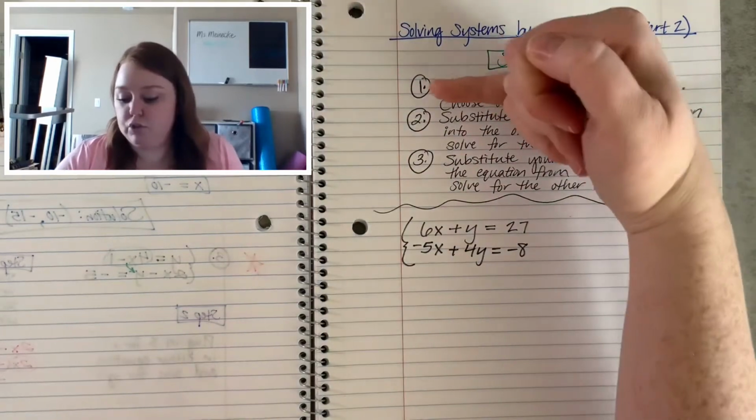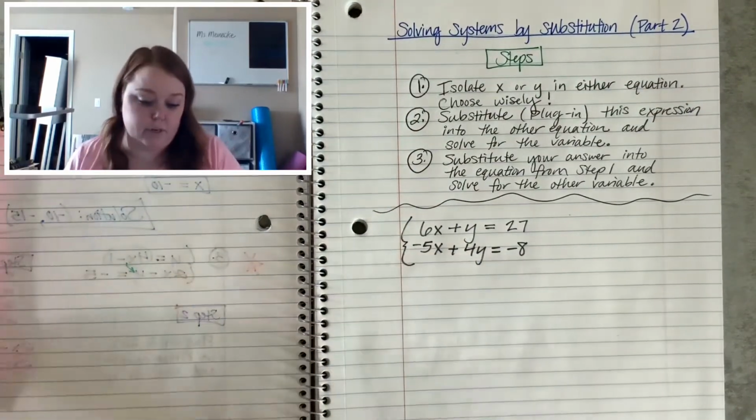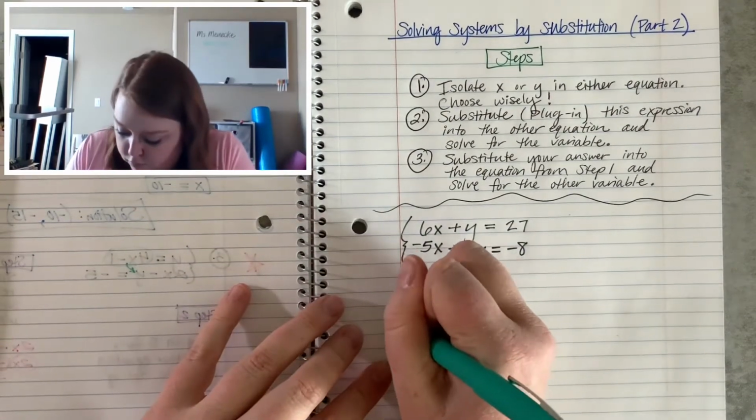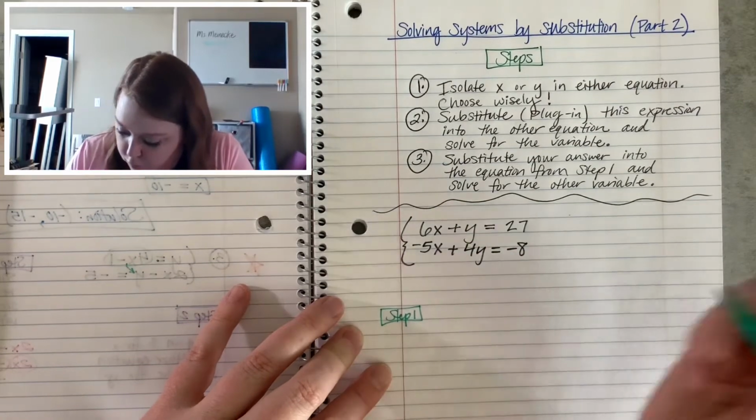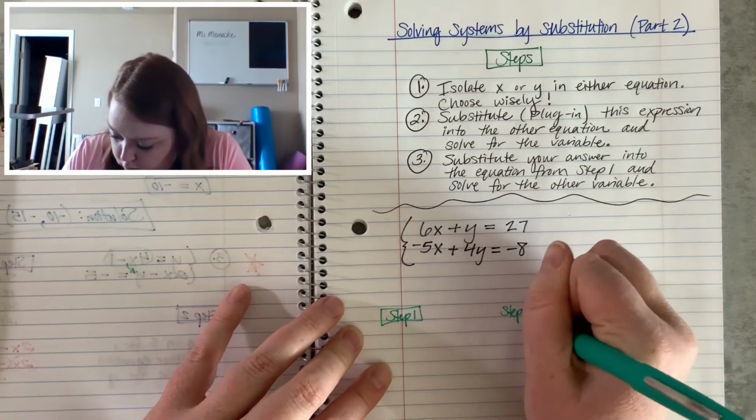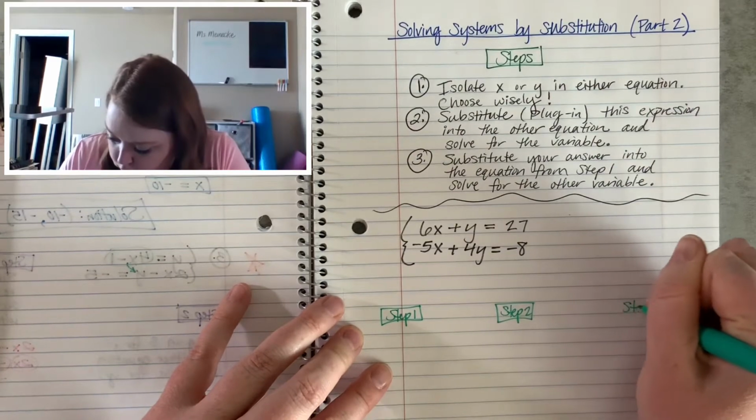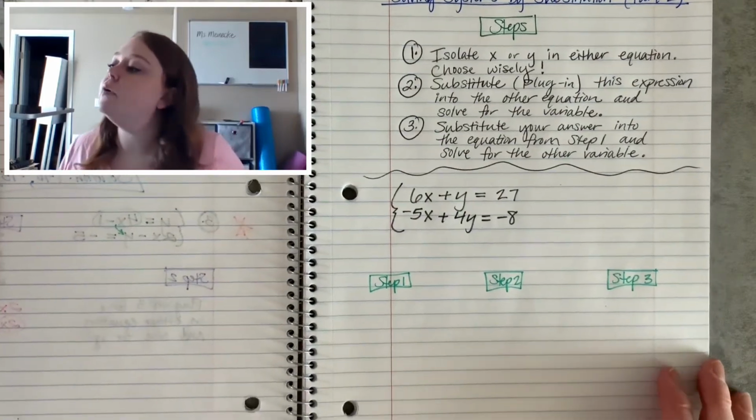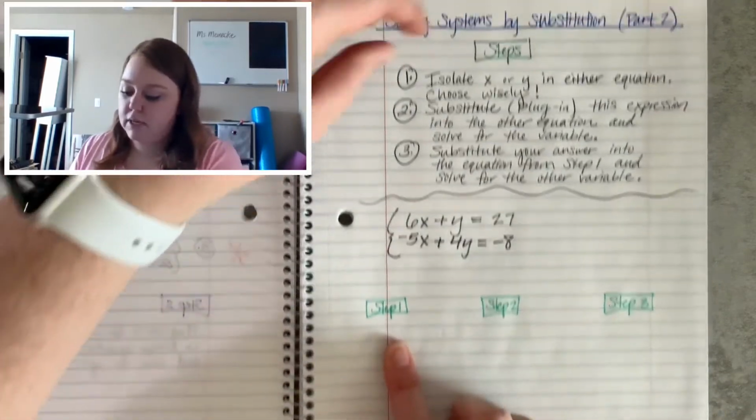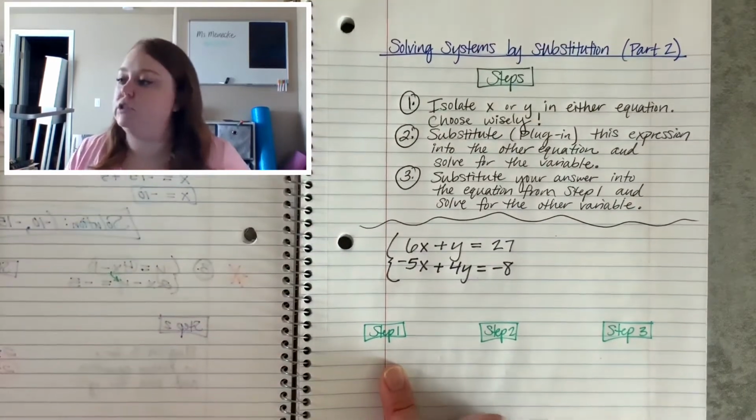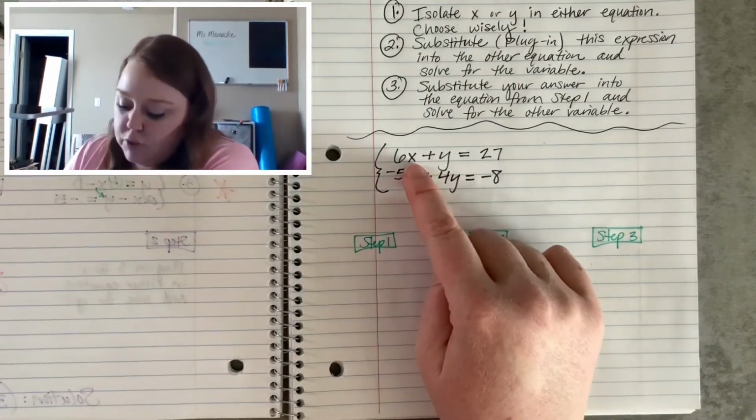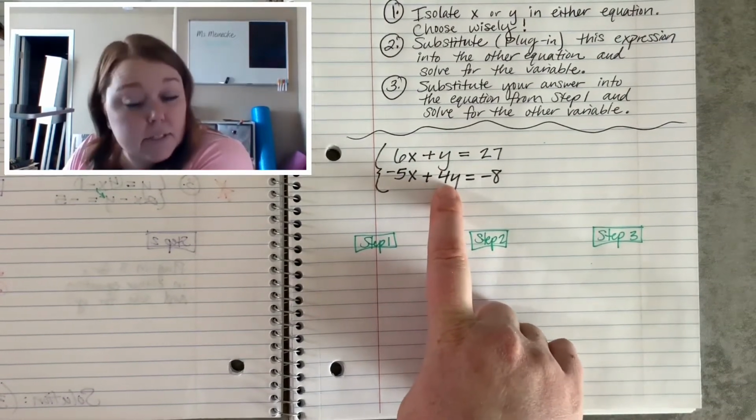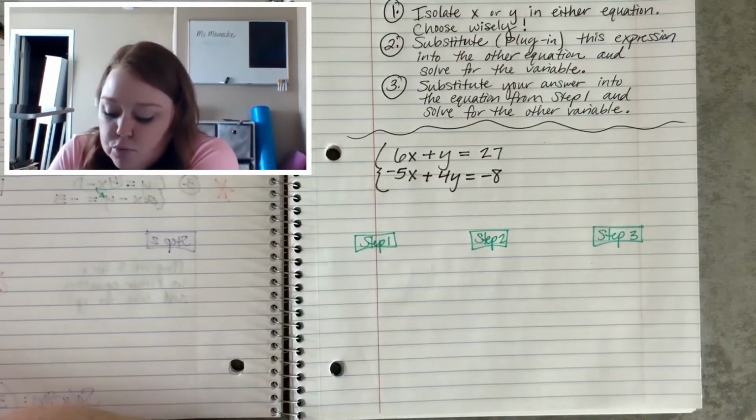All right, and we're going to do step 1, 2, and 3, and I'm going to make it very clear in our notes and in your notes. Step 1, step 2, step 3. Okay, so in fact, I'm just going to go ahead and force some room for myself. So here we go. Step 1 said isolate x or y in either equation. Okay, so I have choices. I could isolate this x, I could isolate this y, I could isolate this x, or I could isolate this y. 4 choices. So choose wisely.